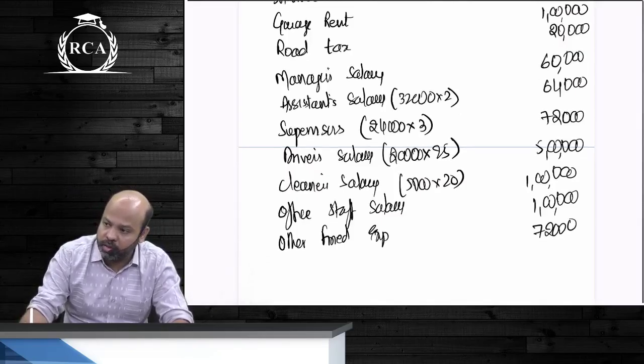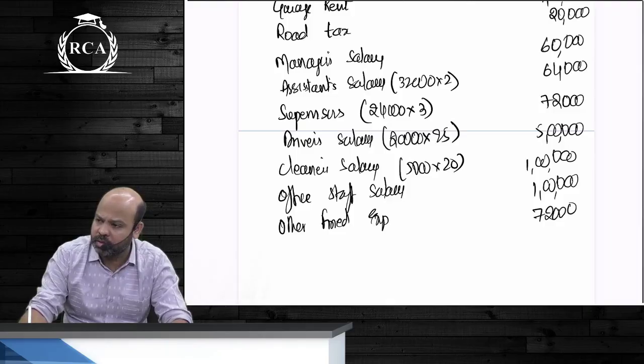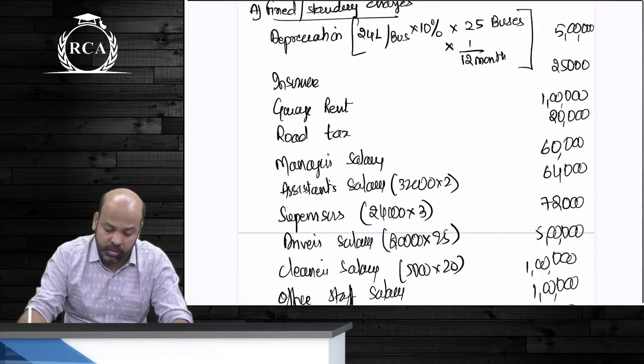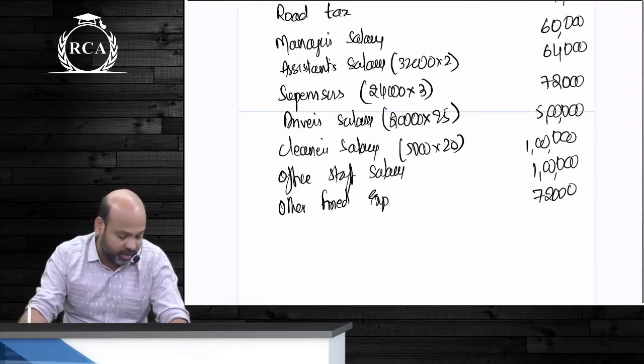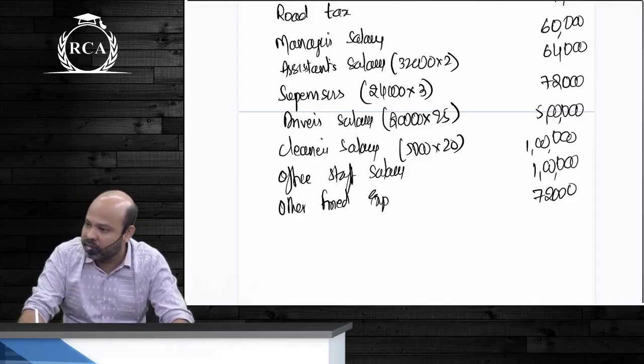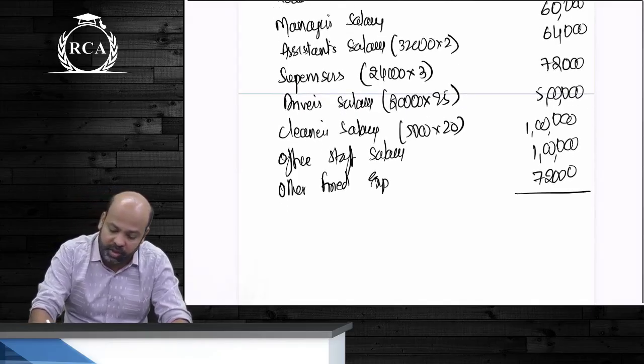Done, beta? Add up all of these expenses and arrive at the total amount of fixed expenses. Anything else? All done, right? 16 lakhs 13,000, beta, is the sum total of all the fixed expenses.